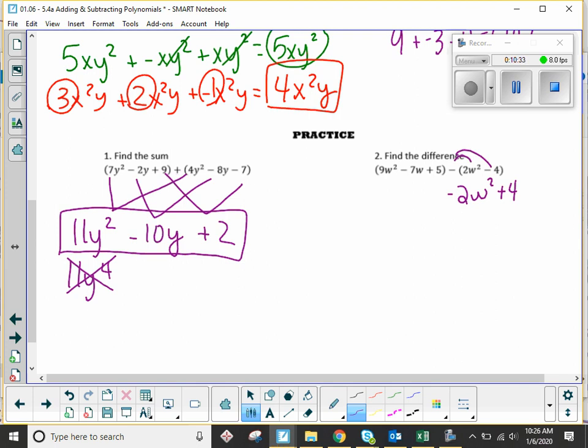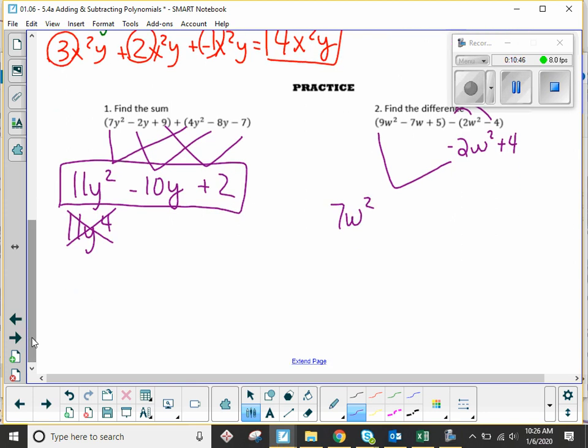So now just going left to right, what can I combine with 9w squared? What kind of 2? What kind of 2? Negative. What can I combine with the negative 7w? Nothing. So just bring it down. What can I combine with the 5? The positive 4. It's positive now, right?